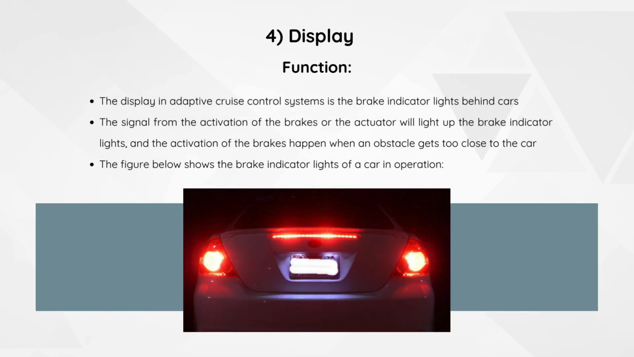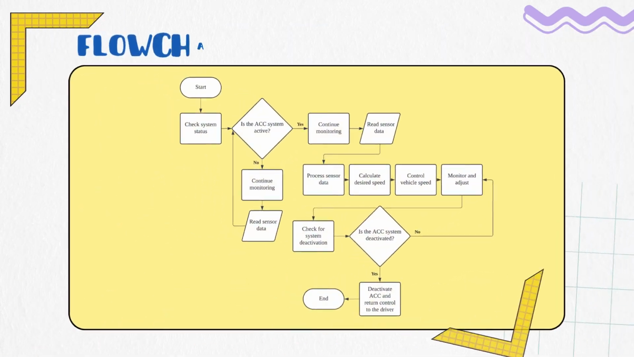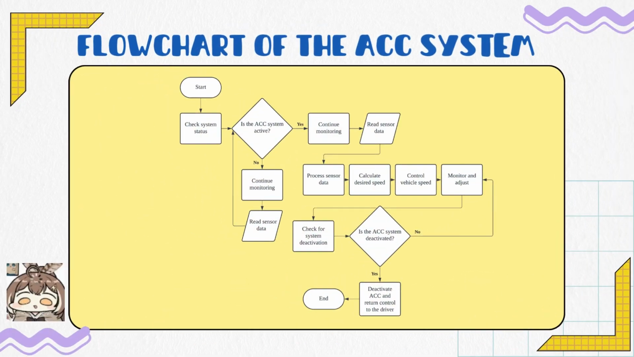The last important component in the adaptive cruise control system is the display. The display in adaptive cruise control systems is the brake indicator lights behind cars, as shown in this figure below. The signal from the activation of the brakes or the actuator will light up the brake indicator lights, and the activation of the brakes happens when an obstacle gets too close to the car. The flowchart here shows the overall system of the adaptive cruise control system.